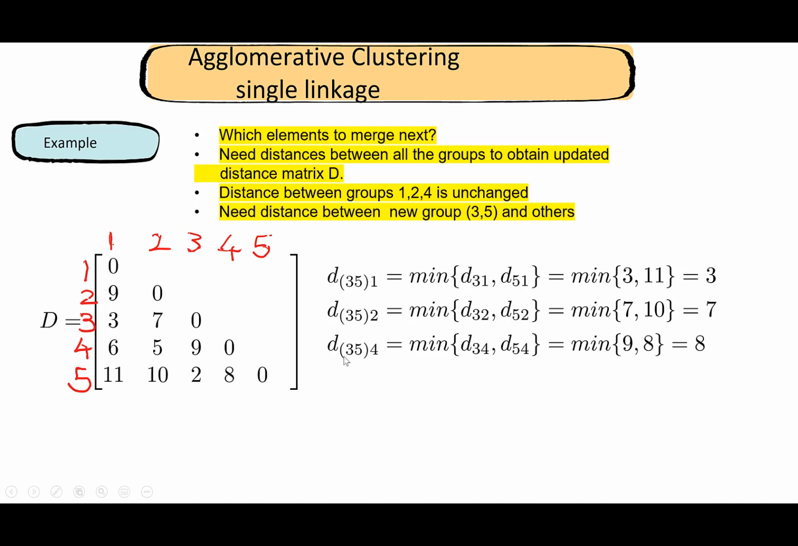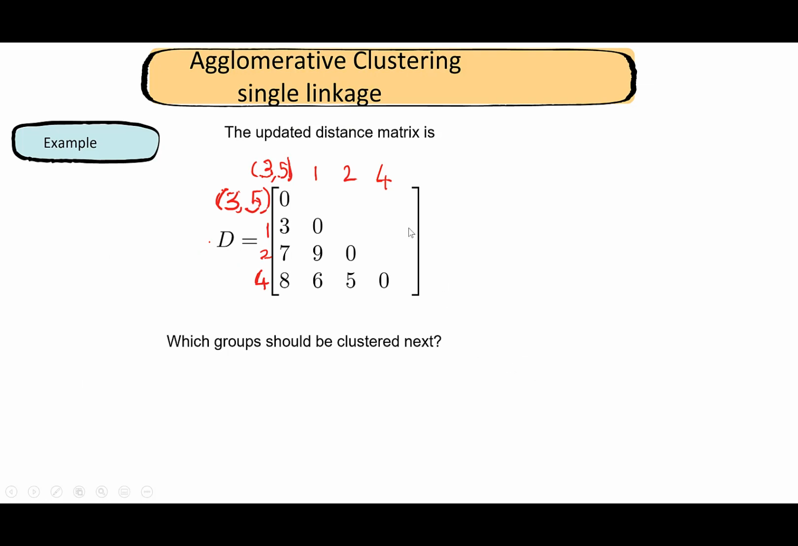And similarly, we can calculate the distance between group 3, 5 and 4 to be 8. Next, we update the distance matrix, okay, here. So I have this new clustering structure. I have this 3 and 5 are in a single group. I have then clusters containing 1, 2, and 4. And this is the distance matrix. Now we are ready to see which groups, or which elements, we should cluster next.